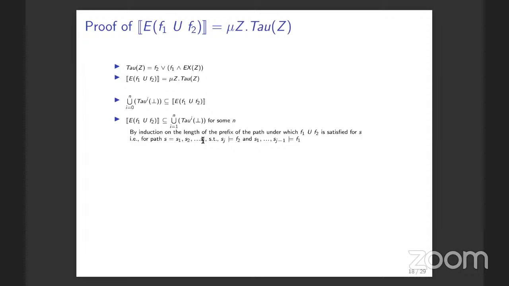S1 to Sj, where Sj satisfies F2, and every state S1 through Sj minus 1 will be an F1 state. And here the length of such a path is j, okay? And that is what you're inducting on. Okay.